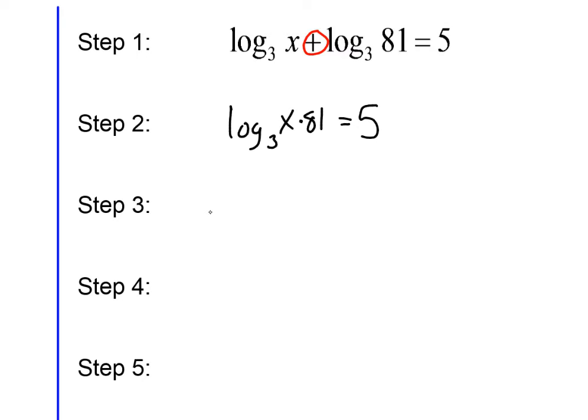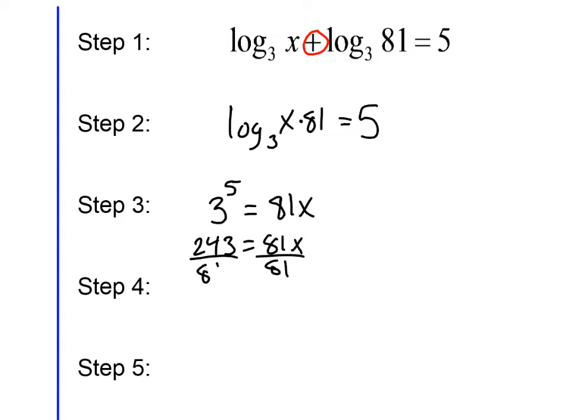Now it's time to change the form. I have base 3 exponent 5 equal to 81x. Start to solve this. Three to the 5th power is 243. Divide both sides by 81. And I end up with x equal to 3. Let's check our answer to make sure we're correct.